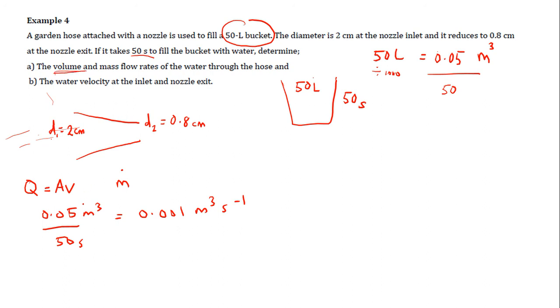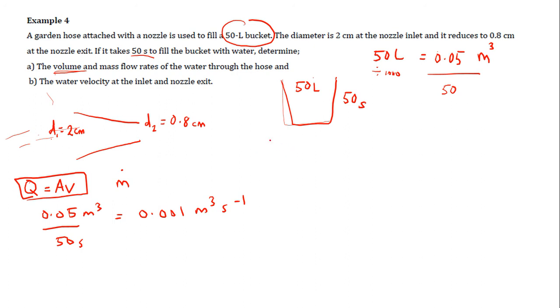Because they don't give you the velocity, we cannot use this equation, and that's why they give you the time, the 50 seconds to fill up this volume of the bucket. So the flow rate is just volume divided by time, and that gives you 0.001 meter cube per second. Okay, thank you, well done.